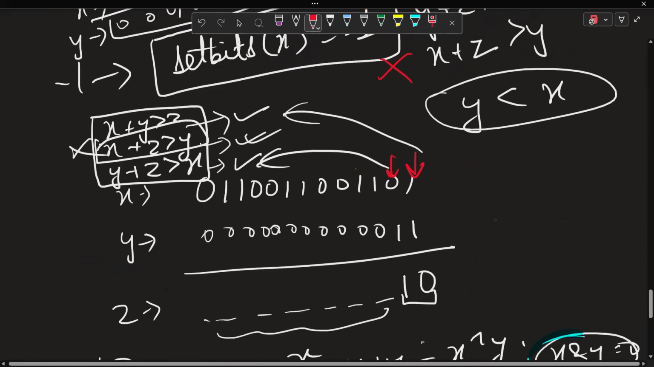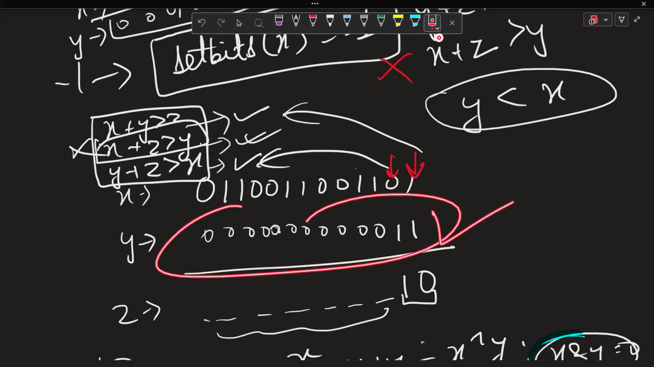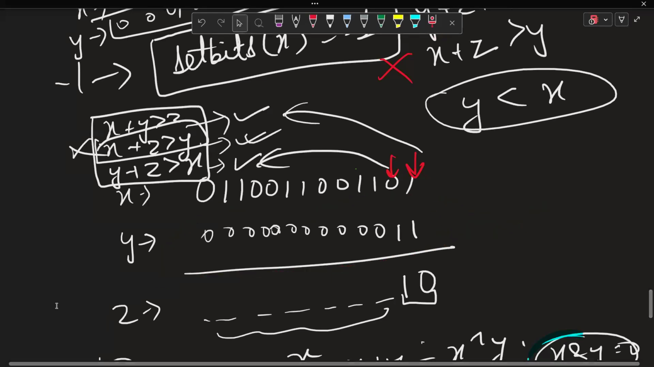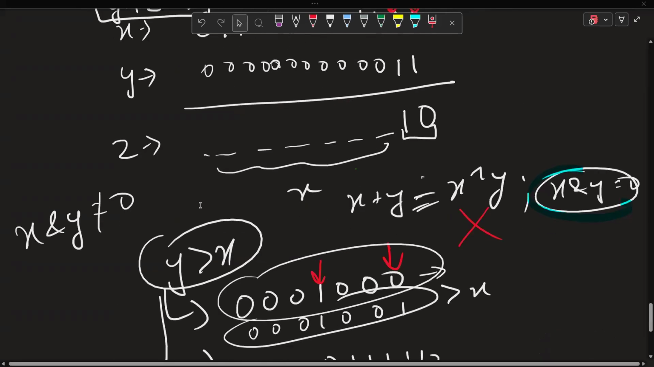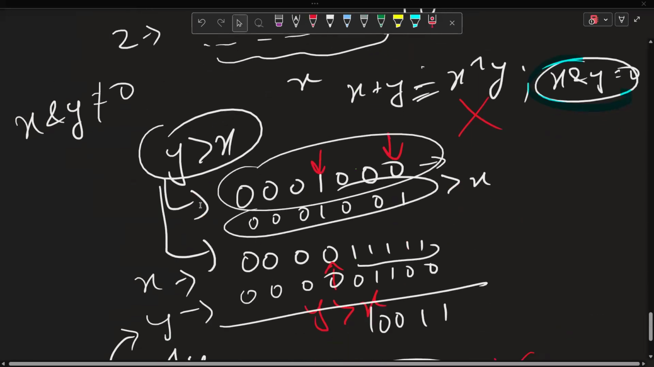For the remaining cases, doing this tinkering of the first set bit and first unset bit is going to make sure that you get a correct answer. So I hope it is clear now. Let's look at the code.